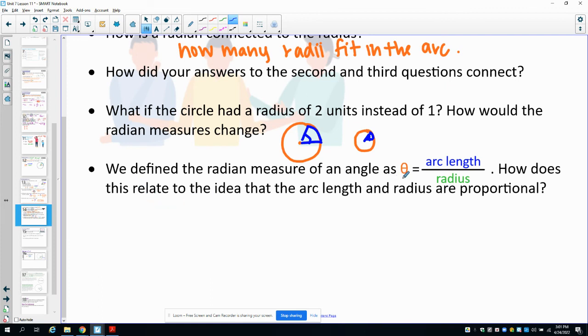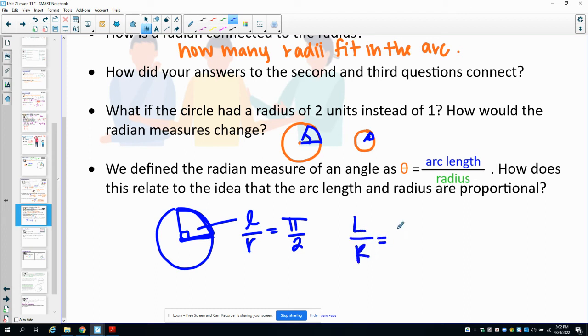We defined the radian measure as arc length divided by radius. So how does this relate to the idea that the arc length and radius are proportional? Well, if we've got the same central angle, and we looked at a 90-degree angle earlier, so maybe we'll just keep looking at that. When we did the arc length divided by the radius for this 90-degree angle, we kept getting pi over 2, in the smaller original and in the large dilated version. That is the radian measure of that angle. So it will stay the same for the same central angle.